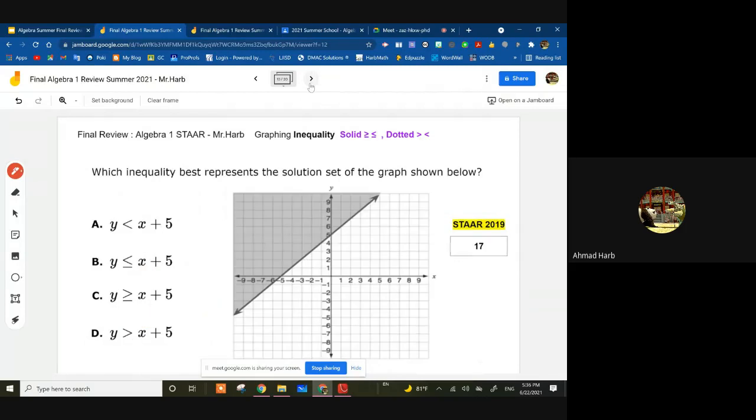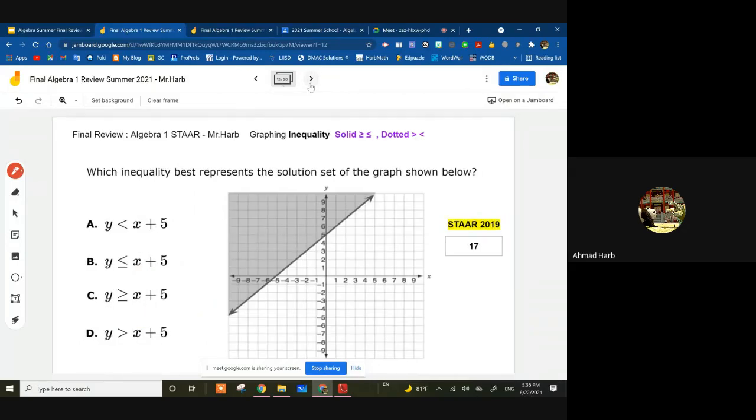The next question is graphing inequality. This one you don't need a calculator for. It's basically two things you need to pay attention to. This line right here, is it solid or dotted? Solid means continuous like this, dotted means dashed like that. So this one, obviously it's solid, so it must have an equal sign underneath it. So just by knowing that, it's not A and it's not D. If the line is solid, it must have an equal sign. If the line is dotted like this, I'll take out the B and C.